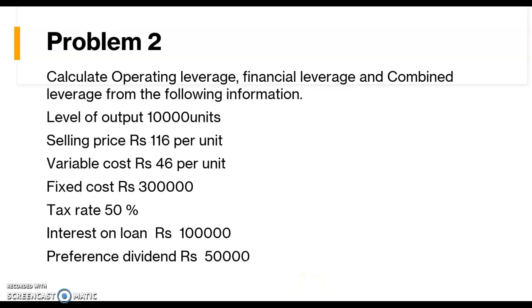Now, we'll go to the second problem, problem number 2. Here again, calculate operating leverage, financial leverage and combined leverage from the following information. The level of output is 10,000 units. Selling price rupees 116 per unit. Variable cost is rupees 46 per unit. Fixed cost is rupees 3 lakh. Tax rate is 50%. Interest on loan rupees 1 lakh and preference dividend rupees 50,000. We have to note the point that in this particular case, the capital structure consists of preference shares. So when preference shares are there, the calculation of financial leverage as well as combined leverage is slightly different. We have another formula. We'll see that now.